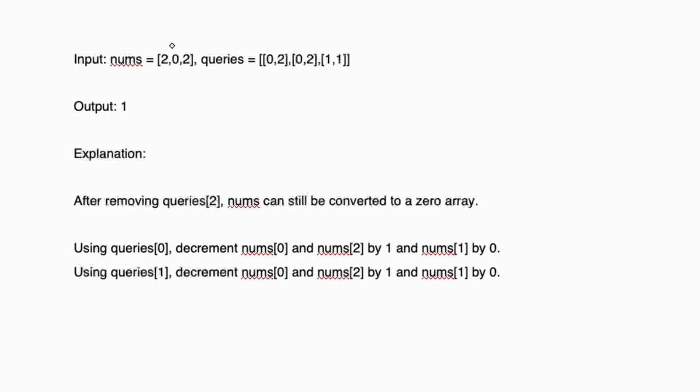With the example nums = [2,0,2] and queries being [[0,2],[0,2],[1,1]], our output is 1. And that's because we can remove one query, this one query. And why can we do this? Well, if we use query 0, this goes from 0 to 2, so we can decrement this by 1 and also this by 1, so we'd end up with [1,0,1]. Then we can use the second query to do the same thing, so this becomes [0,0,0]. So this third query essentially becomes useless because index 1, which is what this range covers, is already a 0, so there's no need for us to actually use it.